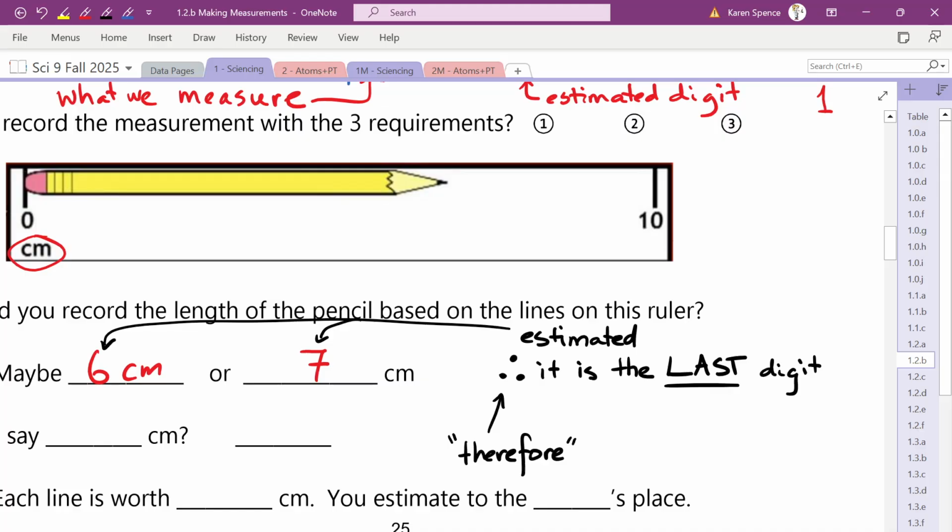So would it be okay to say 6.0 centimeters? No. Would it be okay to say 6.5 centimeters? No, because we're already guessing at the 6. We can't go past it.